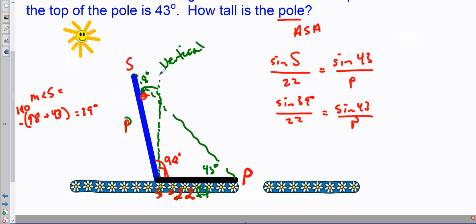Some of you might be saying, should we figure out how high it is? I guess it's a matter of interpretation, how tall is the pole? I was thinking about length. Some people would say how high it is. I guess that would be an altitude we could find out. But in any case, I'm going with the length of it. So from here, we're going to cross multiply. And so P is going to equal the sine of 43 times 22 all over the sine of 39. And that would be our answer.